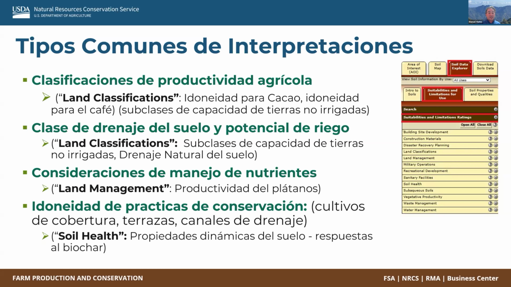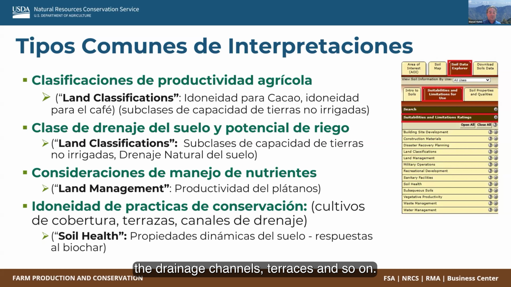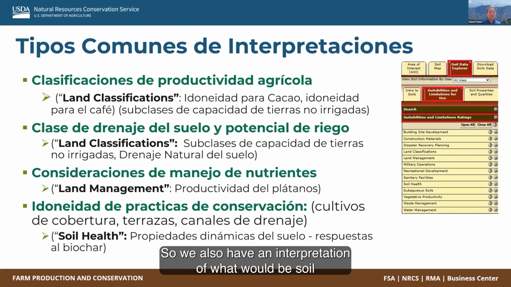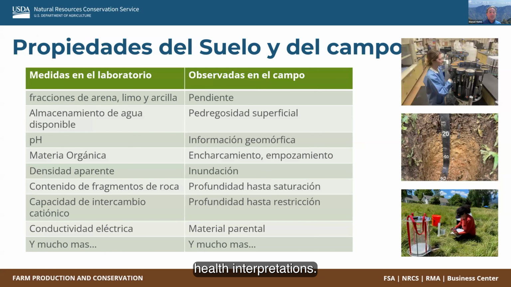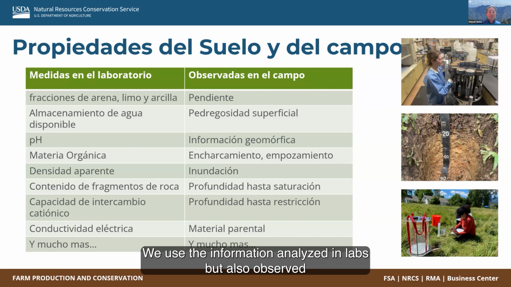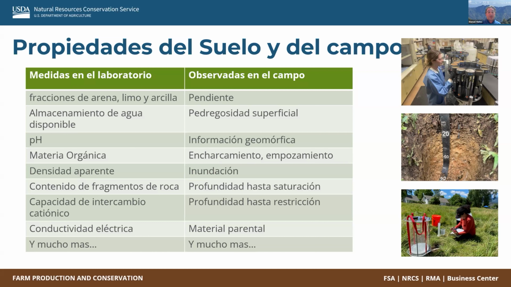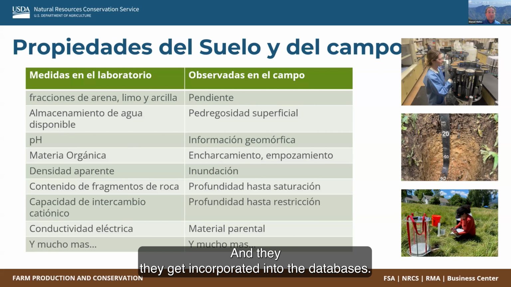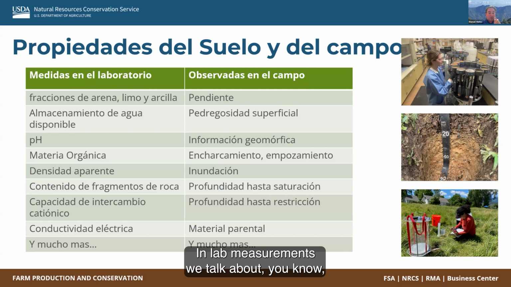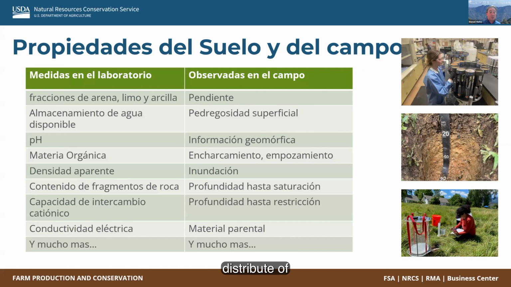We also have considerations for nutrient handling and suitability of conservation practices, like drainage channels, terraces, and so on. So we also have interpretations for soil health. What properties do we use from the soil? We use ones analyzed in the labs, but also observed on site, and they get incorporated into the databases. In lab measurements, we talk about distribution of sand and so on.